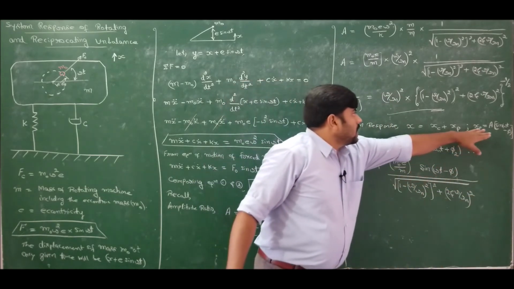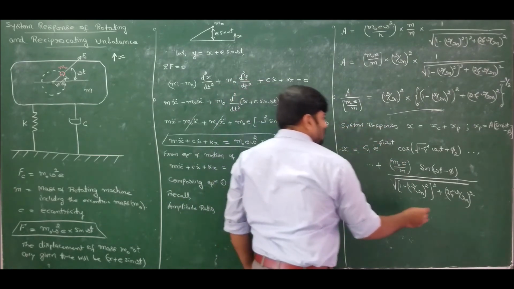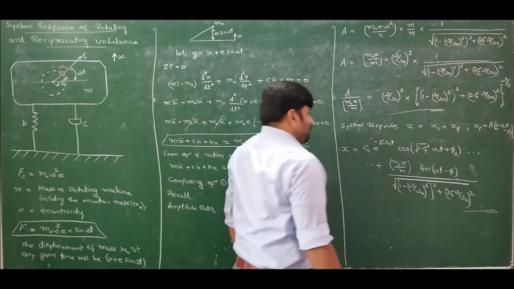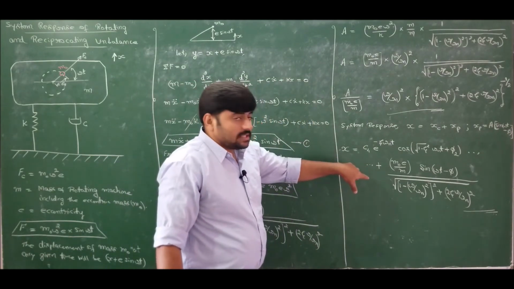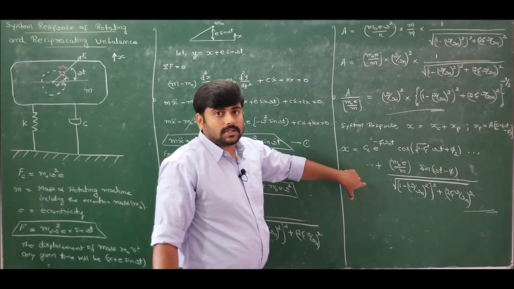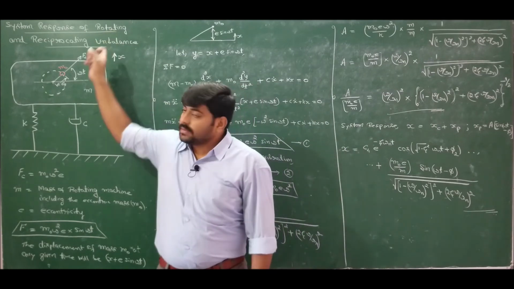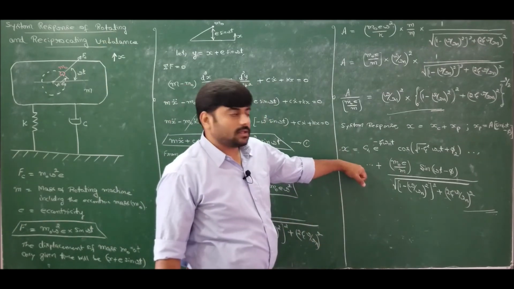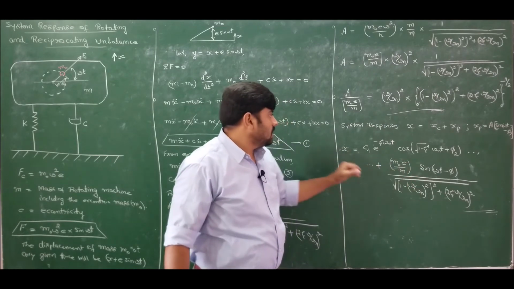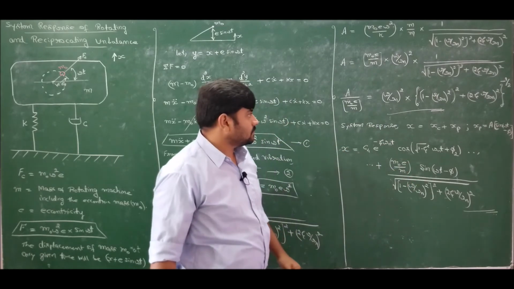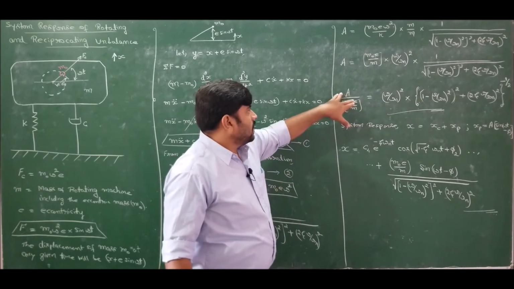So I substitute for amplitude of vibration from the equation which we have derived. So this is the system response for rotating and reciprocating unbalance. I will discuss why this is a system response for reciprocating unbalance also. Now we have derived the expression for system response of rotating unbalance, which is given by this equation. This is the complementary part of the solution and this is the particular part of the solution, and this is the overall system response.